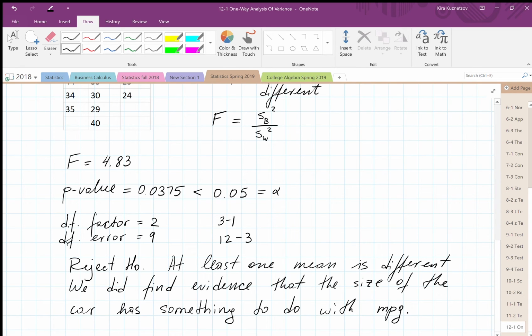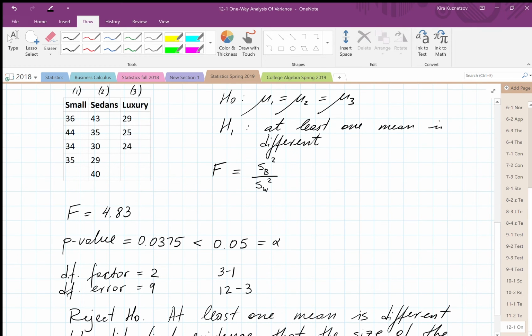Now, just like your chi-square test, if you reject the null hypothesis, you actually need further research. Meaning, what is the relationship between the 3 cars? Which one is different? In order to find which one is different, you actually run a 2-sample means test 3 times. For 1 and 2, 2 and 3, and then 1 and 3. So you can do that. Of course, if you have more than 3 samples, that gets cumbersome.